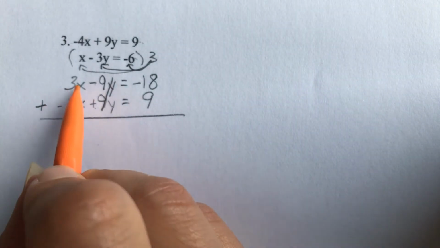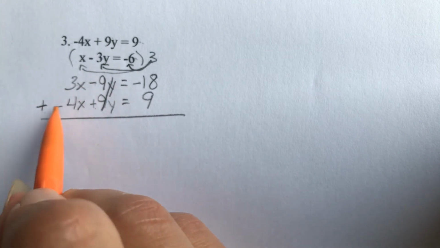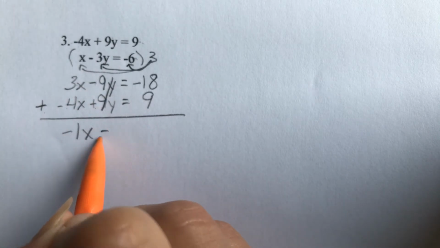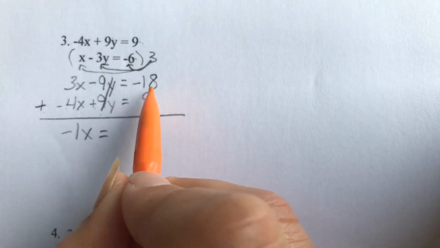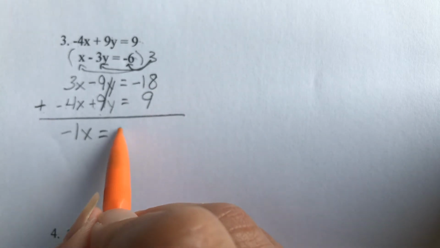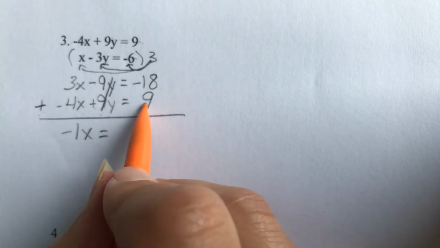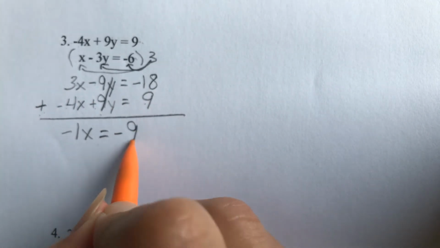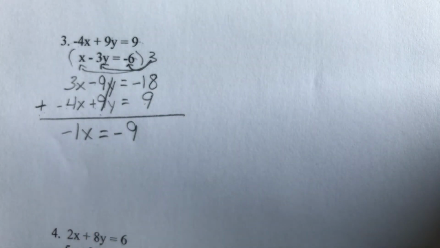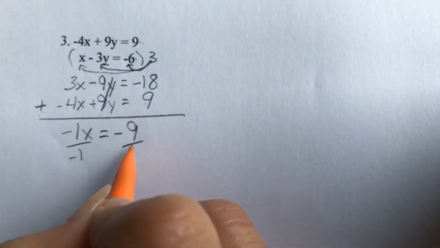So 3 plus a negative 4 is negative 1x. My 9's cancel. Negative 18 plus positive 9 is negative 9. No, what did I just do? Yeah, it was negative 9. I'm confusing myself. I'm going to the calculator. Negative 18 plus 9. Yes, negative 9. Divide by negative 1 equals positive 9.